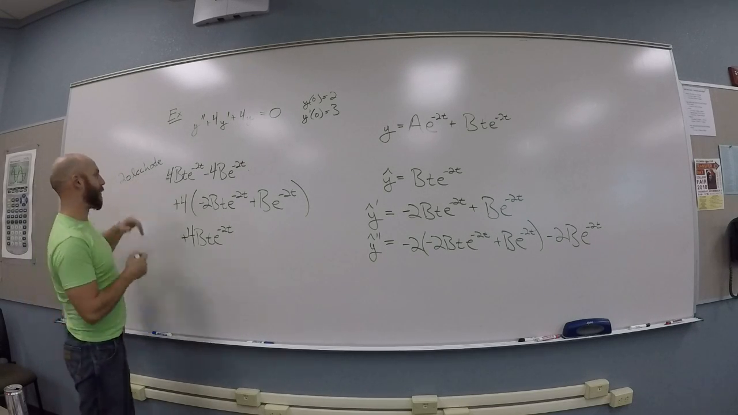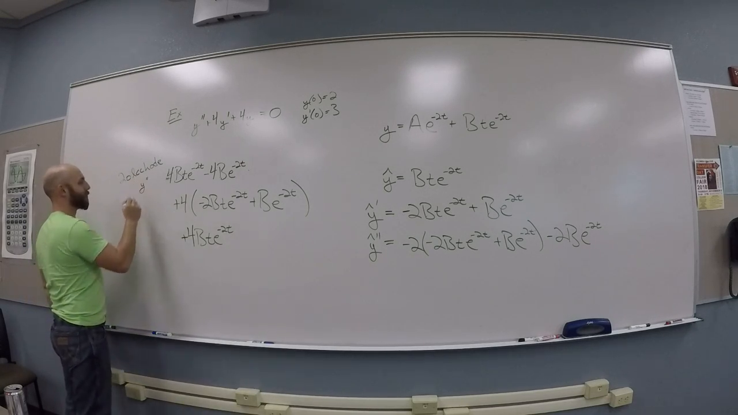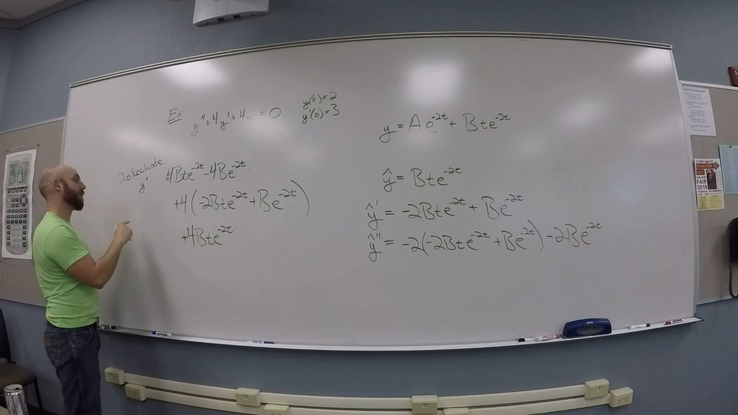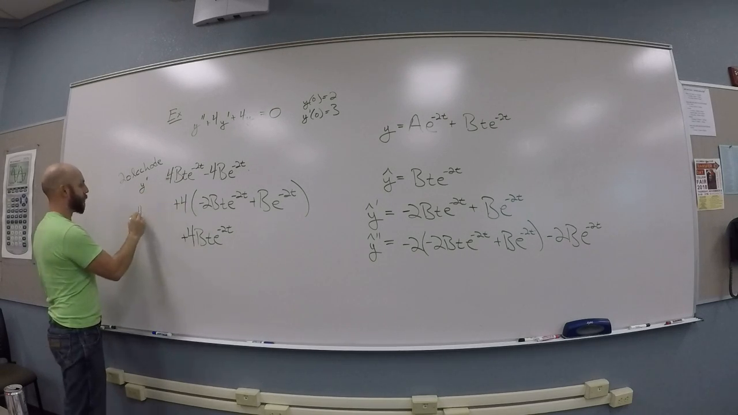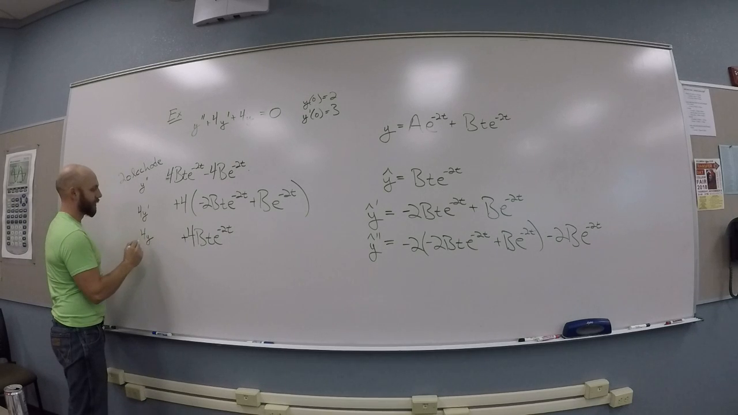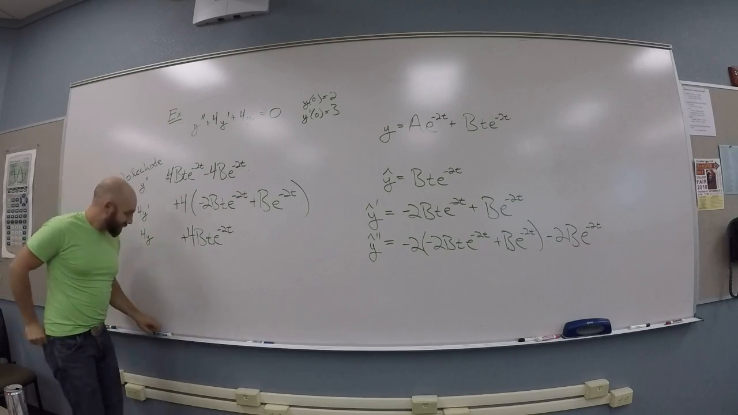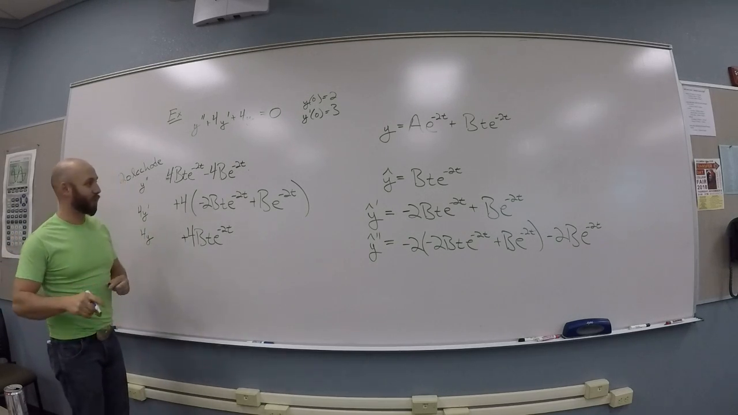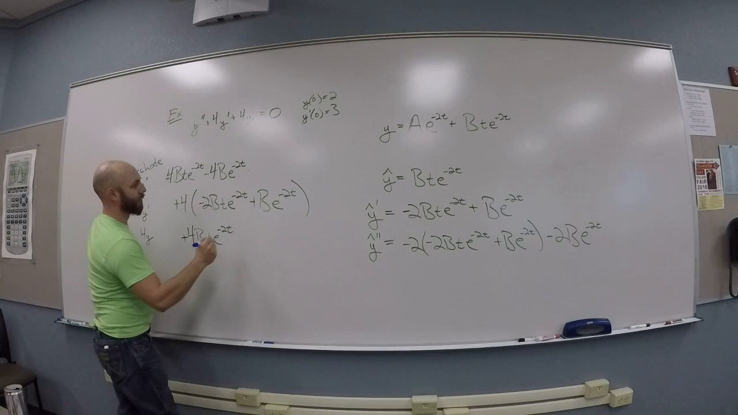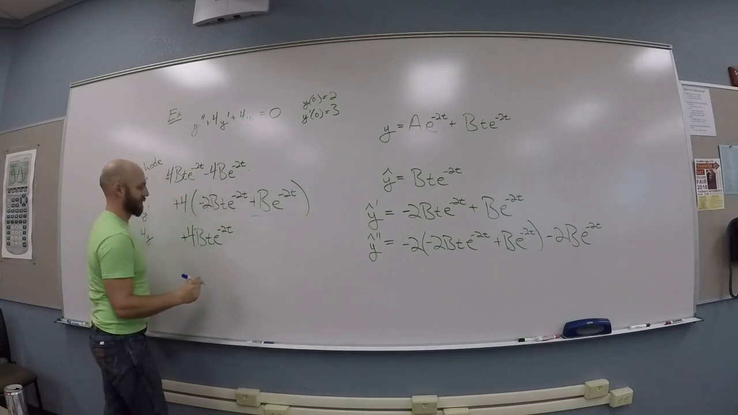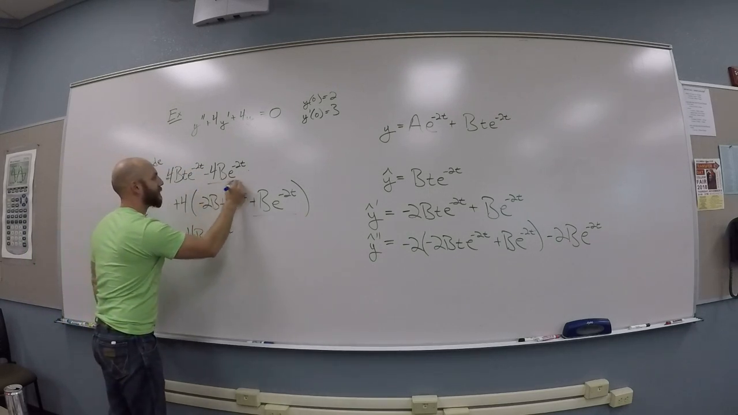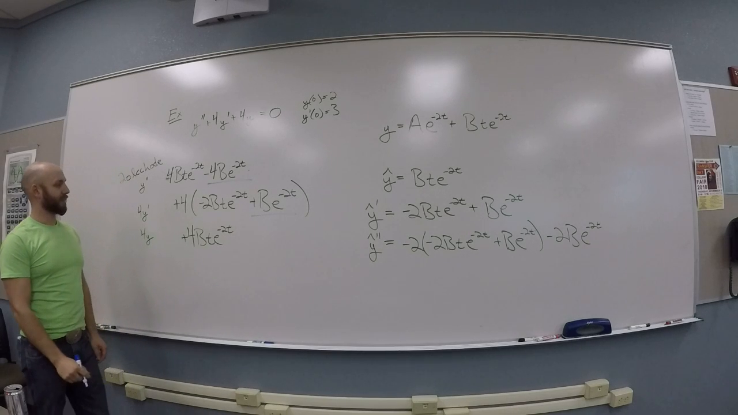So I have here y double prime. Second row is 4 y primes, and third row is 4y. The reason I did this is that I want to show what cancels and the way it cancels. So this one canceled against that one.